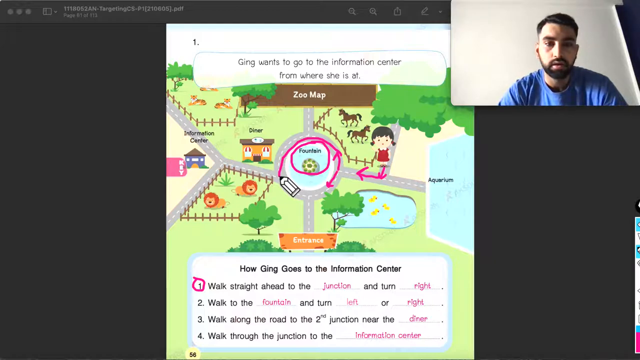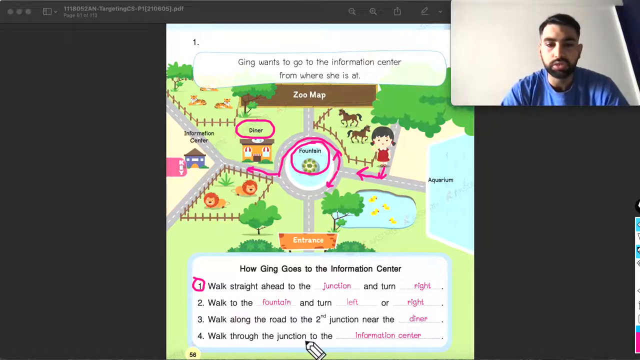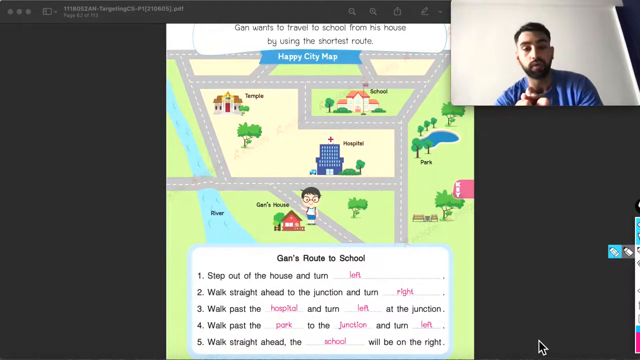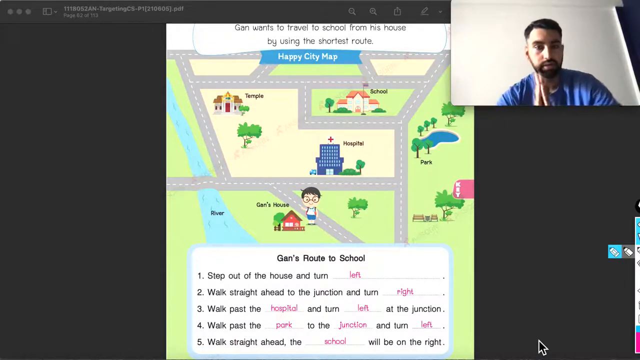Okay, and here, enter and go to near the diner. This is the diner, okay? And then number four we have, walk through the junction to the information center. This is the information center, okay? So this is the destination, all right? The second one, this one, you will be doing. The teacher has told you already, now it will be your turn.